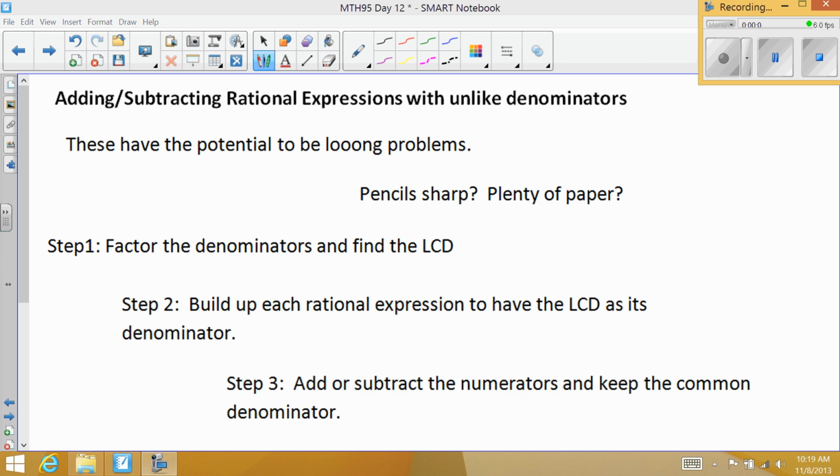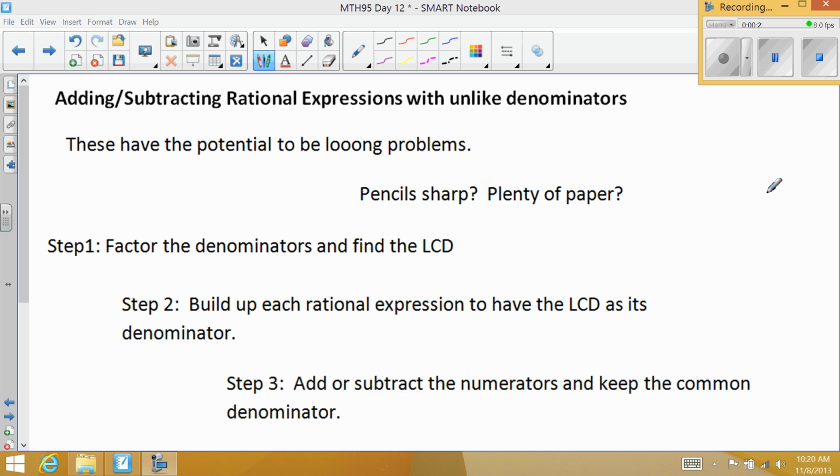Okay, so putting it all together, adding and subtracting the rational expressions with unlike denominators. Keep in mind, these have the potential to become very long, very tedious problems. You want to start at the top of the piece of paper, at a minimum the halfway point. Some of these will take a lot of room.